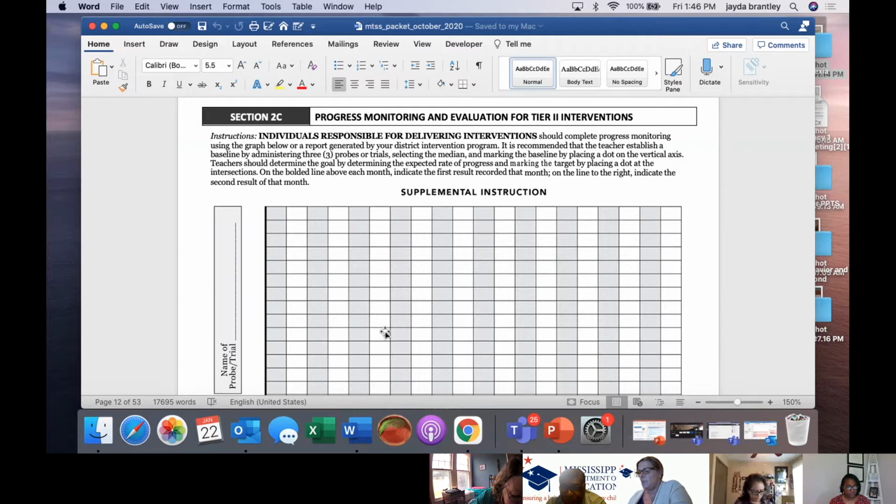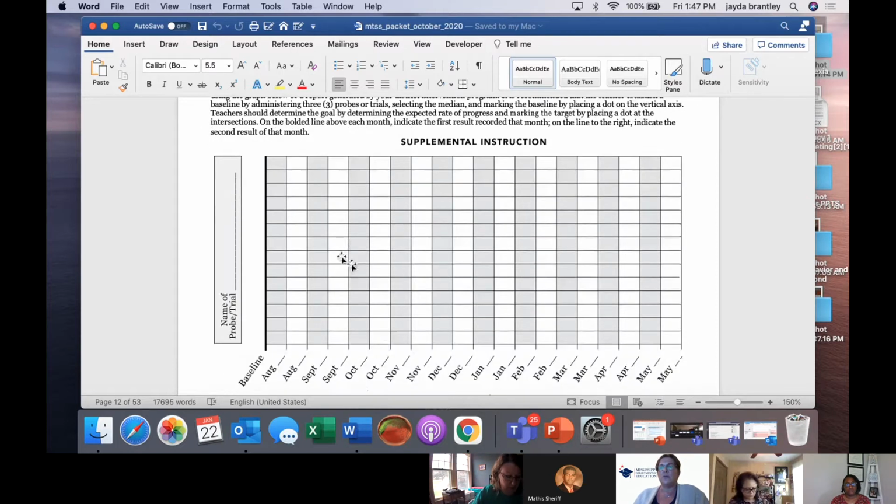All right. So for progress monitoring, this is the supplemental progress monitoring. You are not required to use this particular chart to graph your progress monitoring. The teacher or the interventionist can create their own chart if they want to. There's Chart Dog. There are so many different ways you can graph the results. But if you do use this chart, you just write over here the name of the probe or the trial.